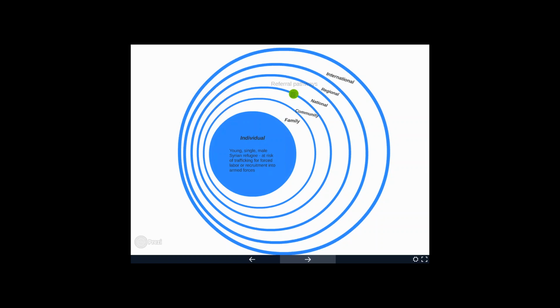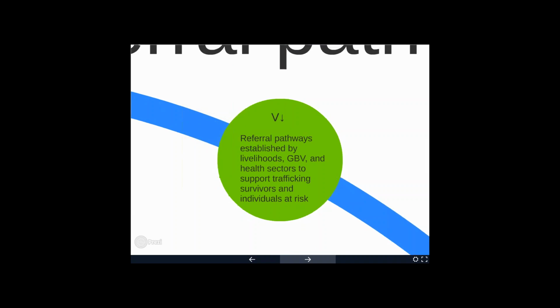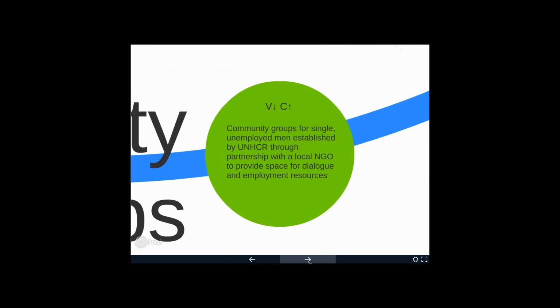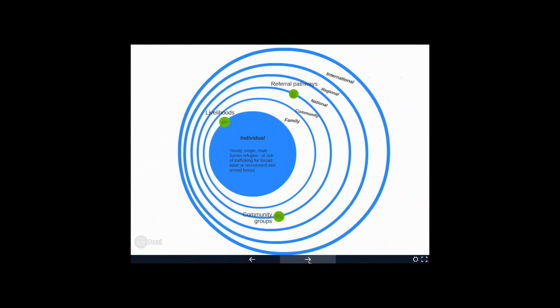So if you start off with, for example, humanitarians, they may be setting up referral pathways, perhaps established by the livelihoods or GBV or even health sector working groups, to support trafficking survivors and individuals at risk. This may be actually looking at reducing vulnerability. You may also have, still within the humanitarian community, perhaps a community group for single unemployed men being established, perhaps by UNHCR. This could be through a partnership with a local NGO, and it could be providing space for dialogue and employment resources, for example. You could also see from the humanitarian community perhaps agencies who are setting up livelihoods programs that are directly addressing vulnerability and capacity that may be at risk.